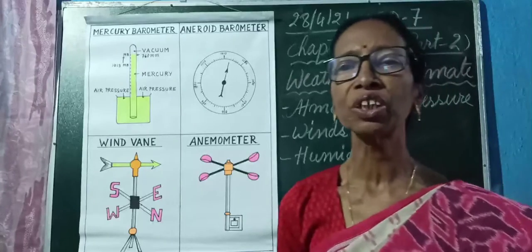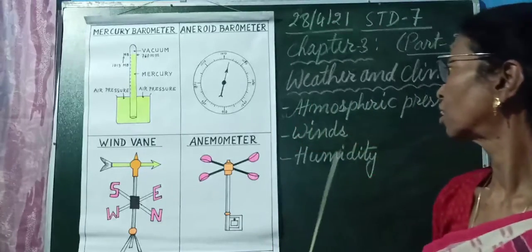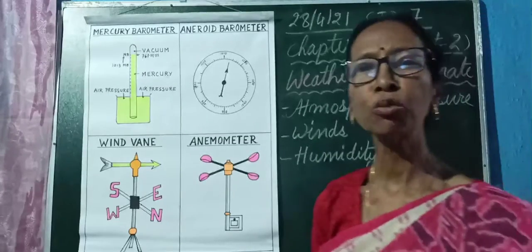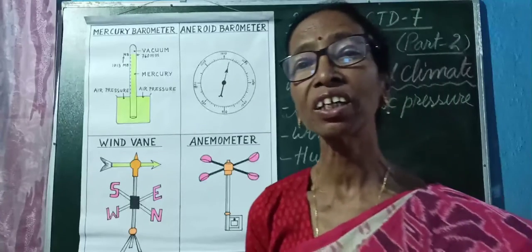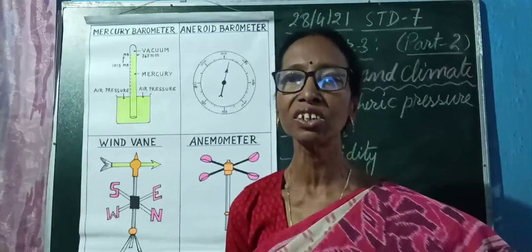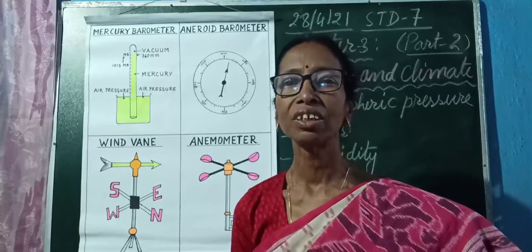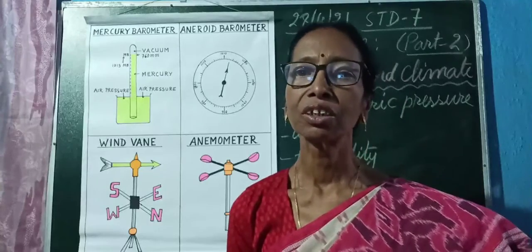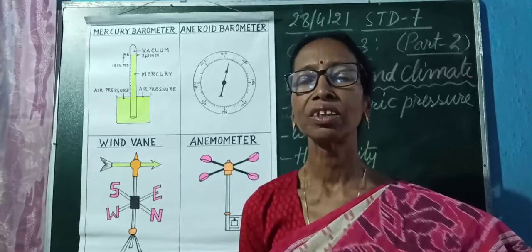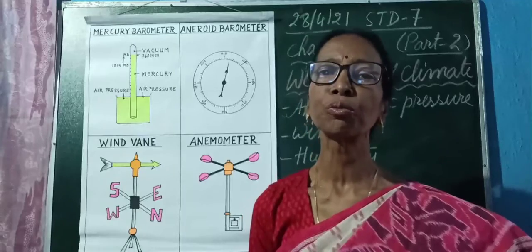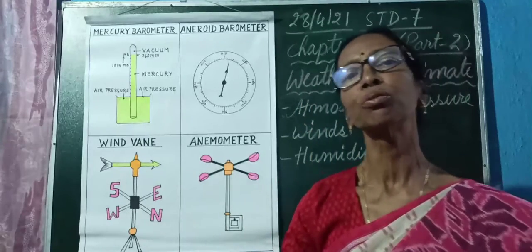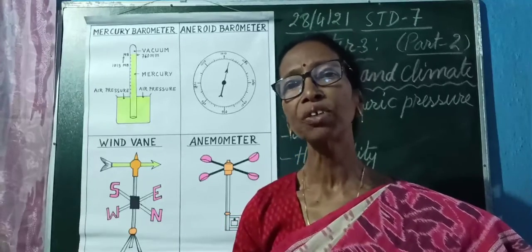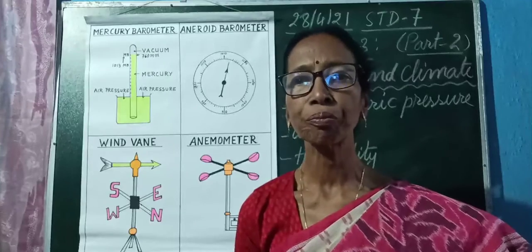The next important element in the atmosphere is wind. What do you mean by wind? When there is motion in the air, it is termed as wind. There is motion in the air due to the difference of the atmospheric pressure. Air or winds always blow from the high pressure area to the low pressure area. So it depends on the difference of atmospheric pressure.